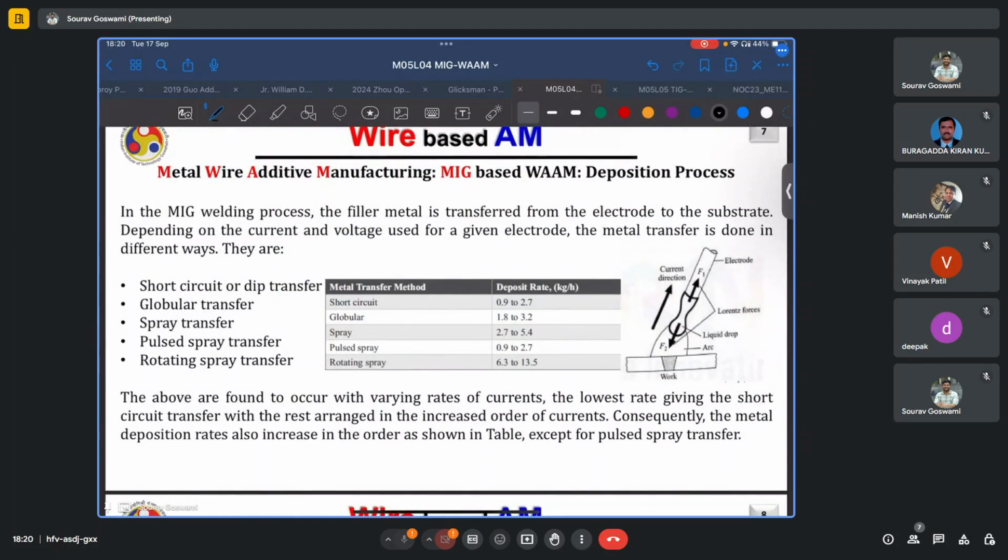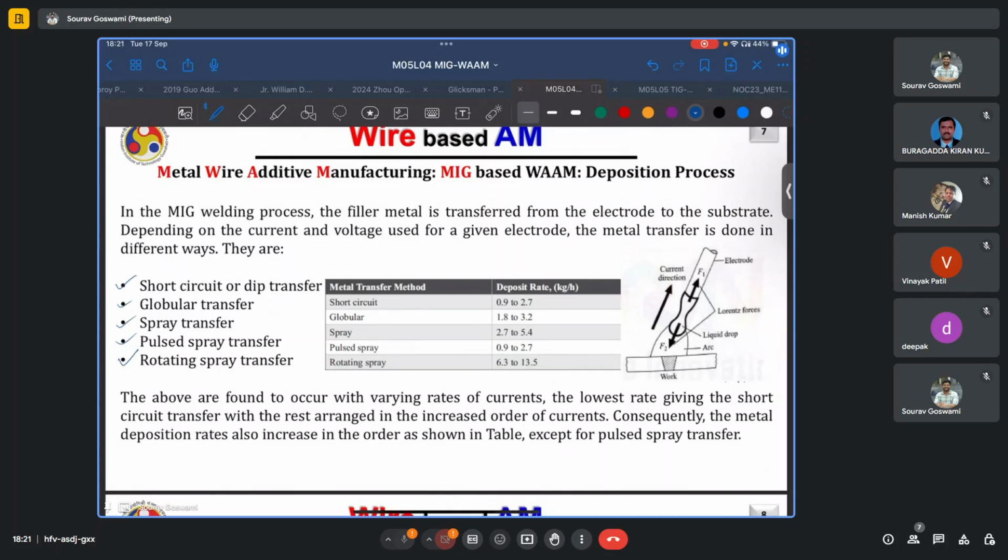Here we also have the various types of metal transfer methods and the deposition rates. This list is ordered from a lower to a higher deposition rate. The various metal transfer methods are short circuit or dip transfer, globular transfer, in which the molten metal takes the form of small, discrete globules which transfer a certain quanta or volume of material at a time. Then you have spray transfer, where fine droplets are transferred in the form of a spray-like pattern. Then you have pulsed spray transfer and rotating spray transfer.